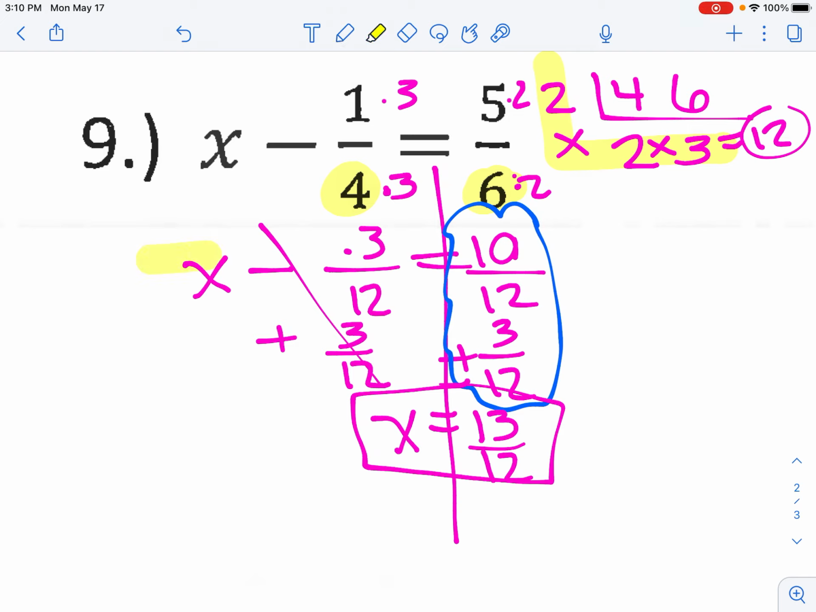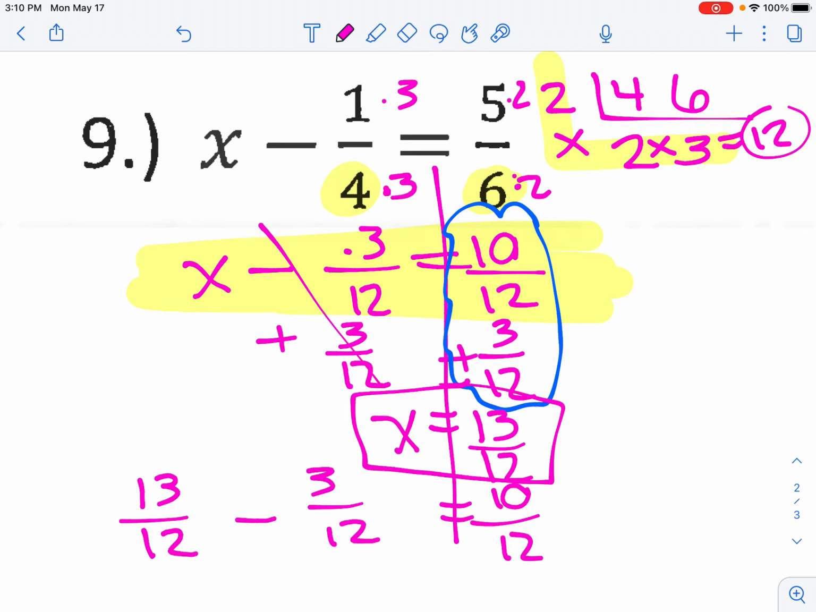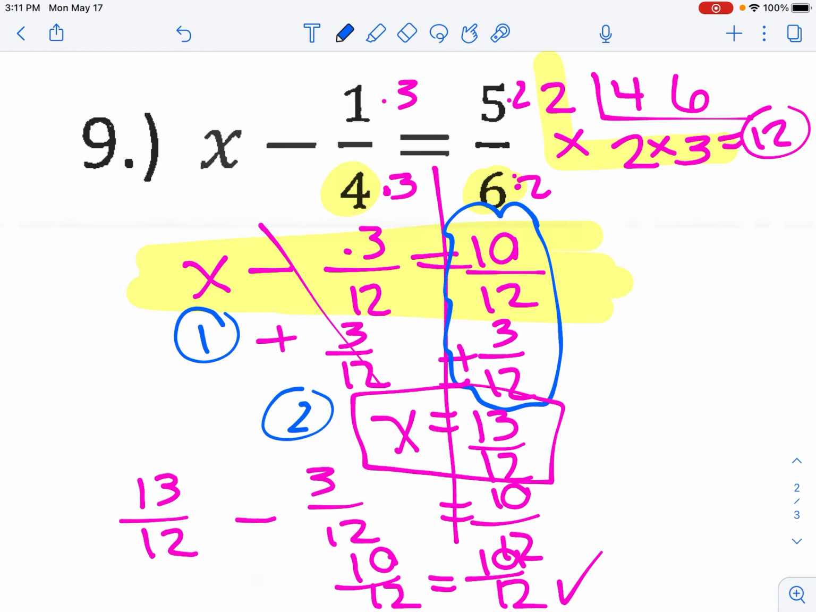So the next step is substitution. So now I'm going to take this equation, and I'm going to substitute for x. I think x equals 13/12. So is 13/12 minus 3/12 equal to 10/12? Well, I know that 13 minus 3 is 10. So 10/12 equals 10/12. Check. Did I do all of my steps? I showed my inverse operation. I boxed my solution. I substituted for my variable, and I did my check.